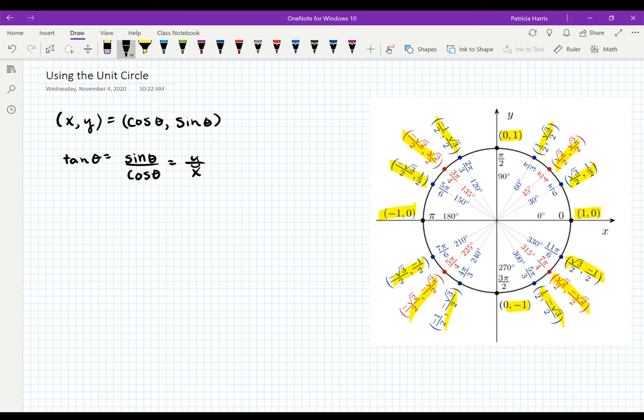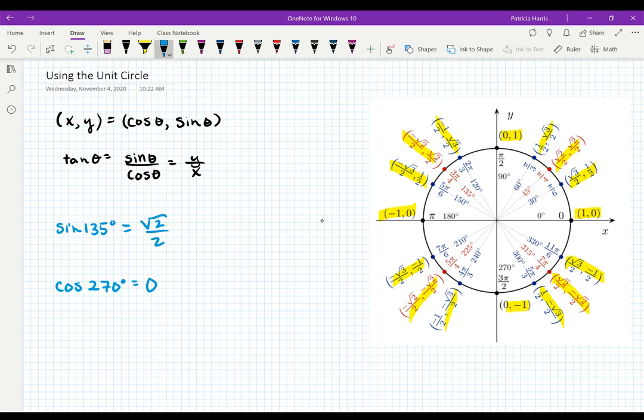Okay, so this thing can be used forwards and backwards. So if you are asked to find sine of 135 degrees, all you have to do is find 135 degrees on your unit circle. Since it's sine, we use the y value. So your answer is square root 2 over 2. All right, what if you're asked to find cosine of 270? So you find 270 on your unit circle. Cosine is the first one, so it's 0.